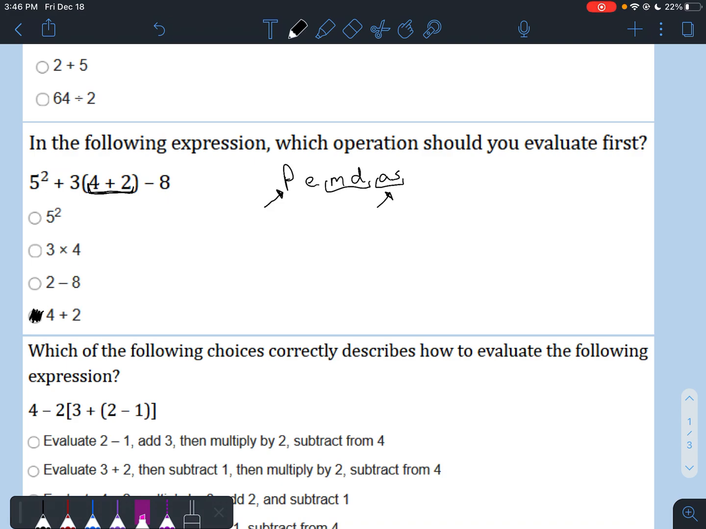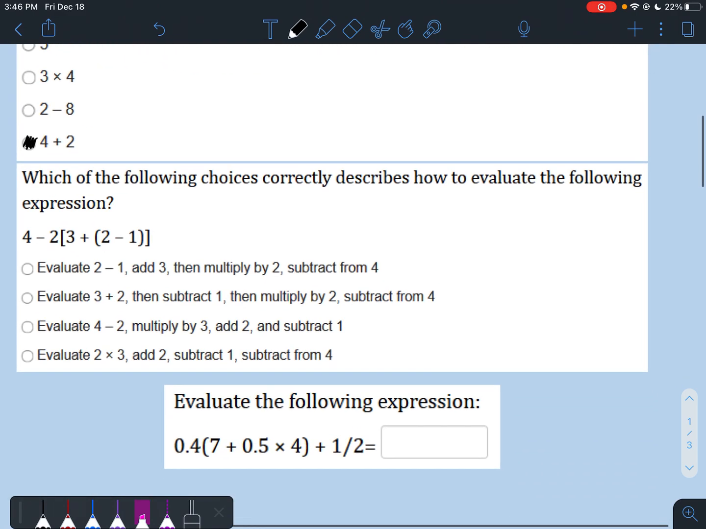So you might think, well, hey, I don't get to addition until the end. And that's okay because that addition is inside the parentheses. And anything inside the parentheses is going to trump anything outside of the parentheses there. So it takes over and it is 4 plus 2.